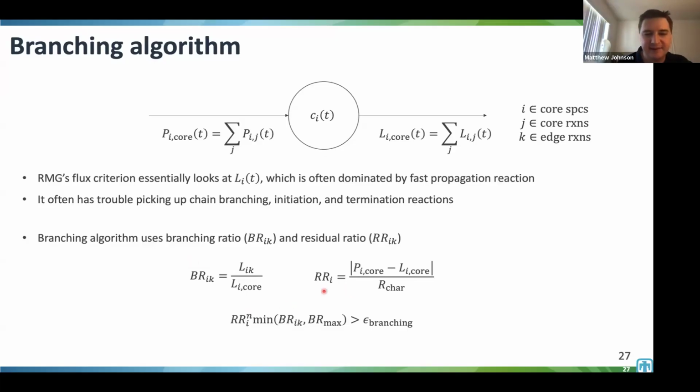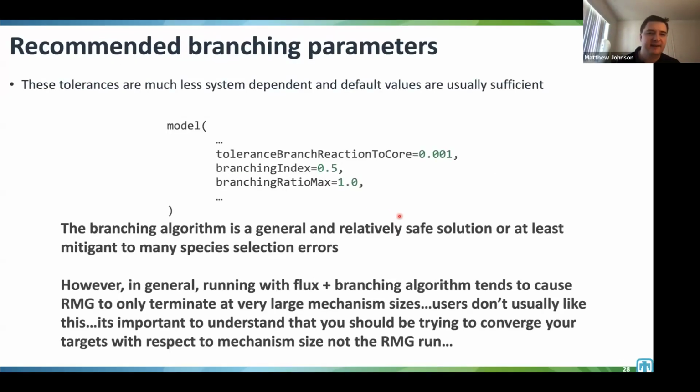And so we add a little bit of a rate ratio flux bias that keeps this under control, so that this focuses on getting the concentrations of species that have high throughput fluxes correct. These tolerances are a lot less system dependent, fortunately, and these default values are usually sufficient. I will say that the branching algorithm works very well. It's a very general and safe solution, and at least it's a mitigant for even some of the species selection errors that are even harder to deal with.